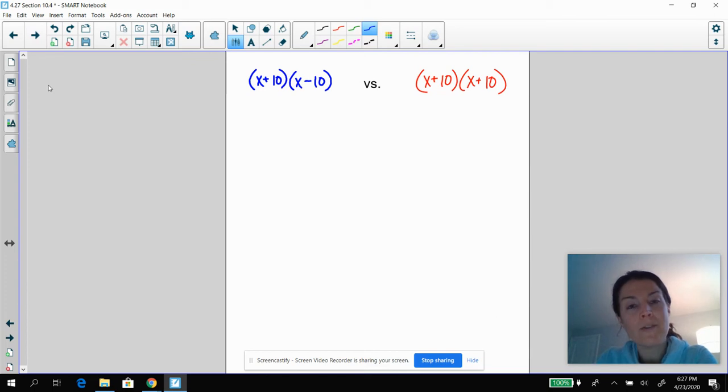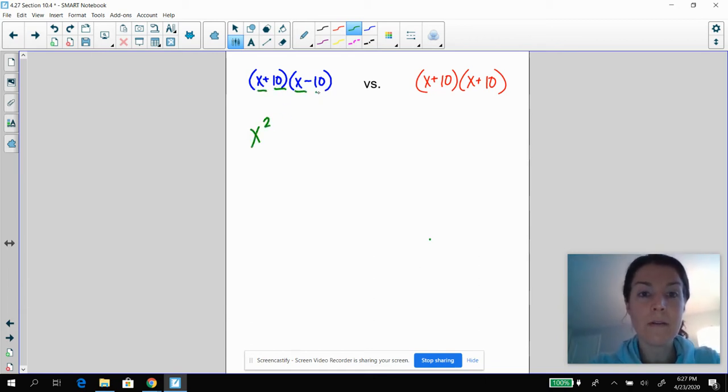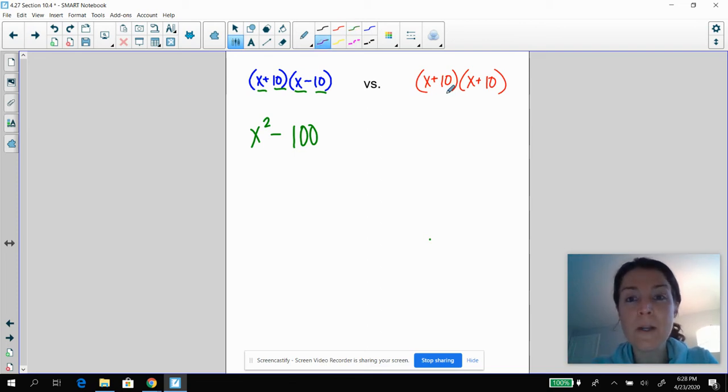So now we're going to compare two different things. On the left, you see we've got x plus 10 times x minus 10. And by now, you should say, oh, wait a second, I think this is going to give me a difference of two squares. I think this is going to give me x squared and 100, and then I'm going to take the difference of them. Awesome. The one on the right looks really similar, except instead of a positive and a negative, I have two positives here.